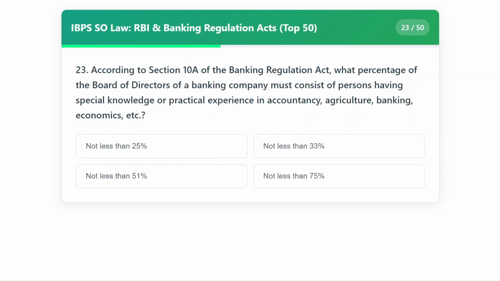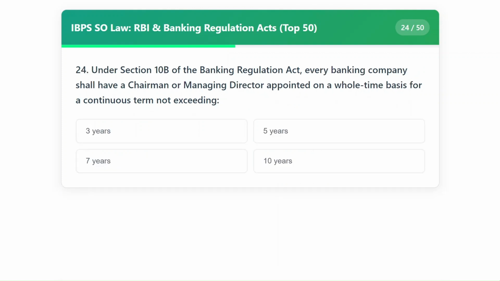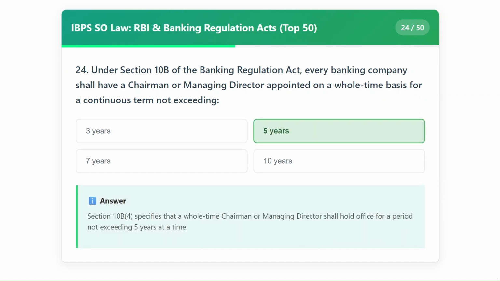According to Section 10A of the Banking Regulation Act, what percentage of the board of directors of a banking company must consist of persons having special knowledge or practical experience in accountancy, agriculture, banking, economics, etc.? Not less than 51%. Under Section 10B of the Banking Regulation Act, every banking company shall have a chairman or managing director appointed on a whole-time basis for a continuous term not exceeding 5 years.